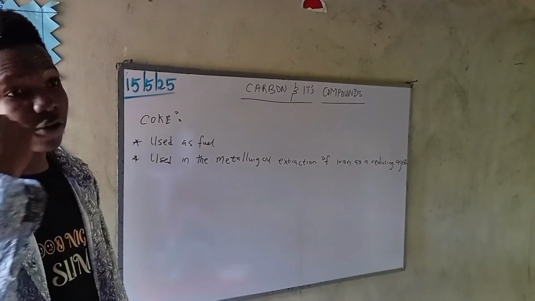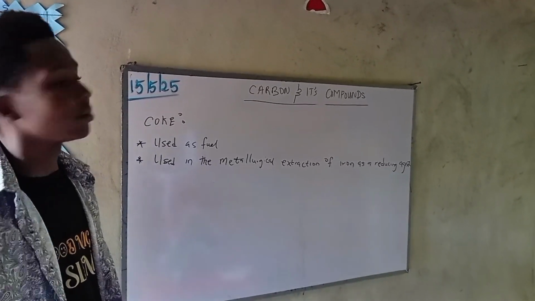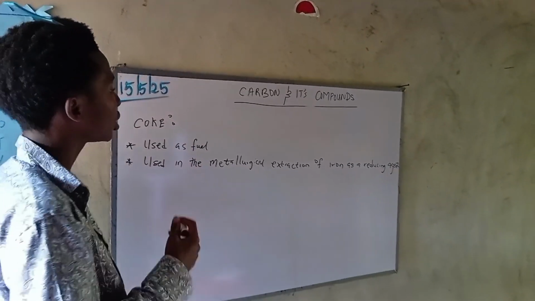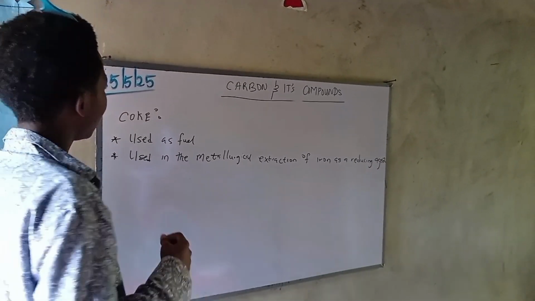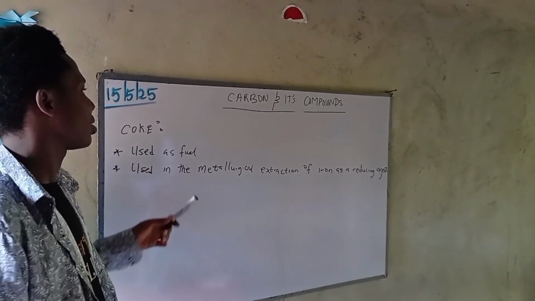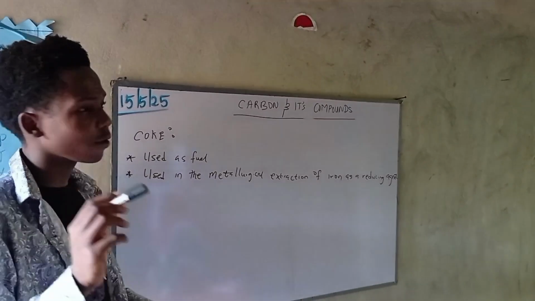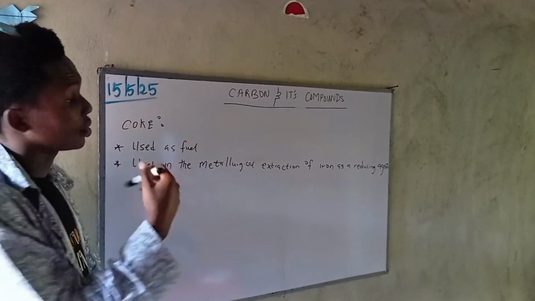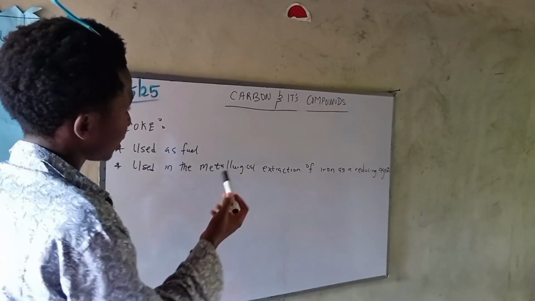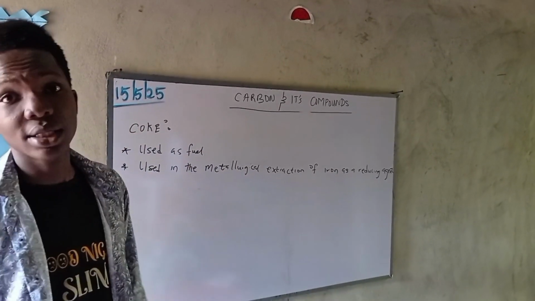First of all, it's used as fuel. Why? It's because it leaves no residual and no smoke, so it burns completely. Then also it's used in the metallurgical extraction of iron as a reducing agent. Now, what do you understand by metallurgical extraction of iron? See, first of all, the key word there is reducing agent. So now, this coke acts as a reducing agent to remove any impurity in iron. It's as simple as that.